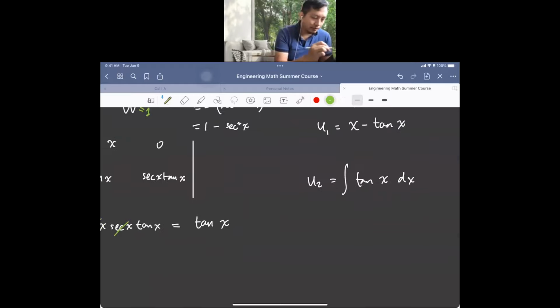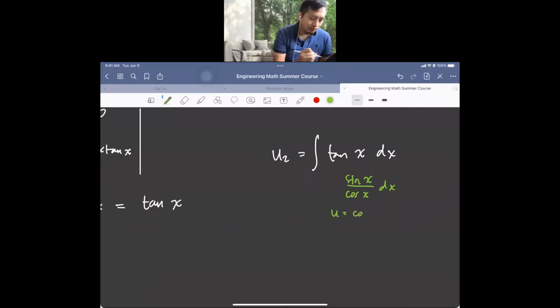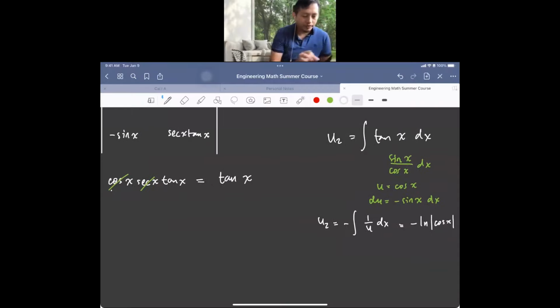How to integrate tangent? If you remember, we can write sine x over cos x dx, and then we can set up the substitution. Let's substitute u by cosine x. So du is negative sine x dx. So we will have u2 equal to negative 1 over u, so negative ln of u, where u is cosine x. That's the result. So u2 is negative ln cosine x.